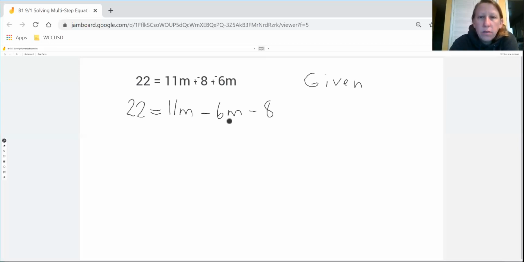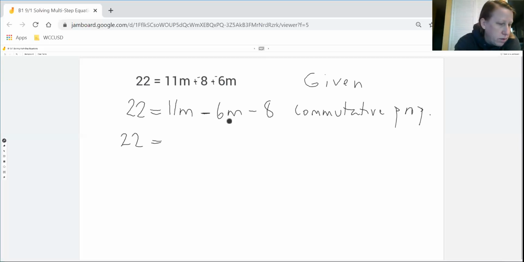Okay, that's called commutative property. Commutative property. Change the order. You can do that if everything's addition, or if you're really careful with subtraction, you can move stuff around. Okay, 11 minus 6 is 5. So we have 11 m's take away 6 m's is 5 m's. That's combining like terms.